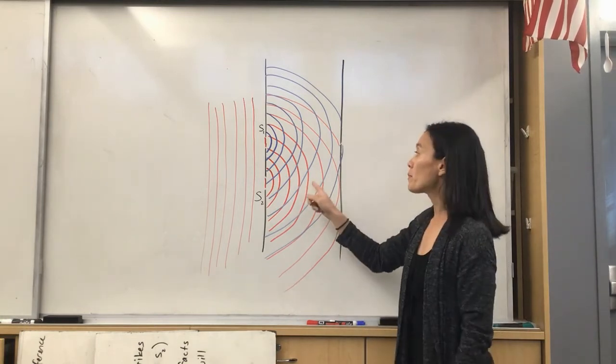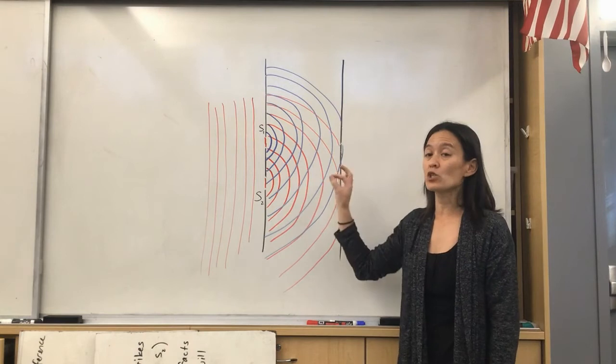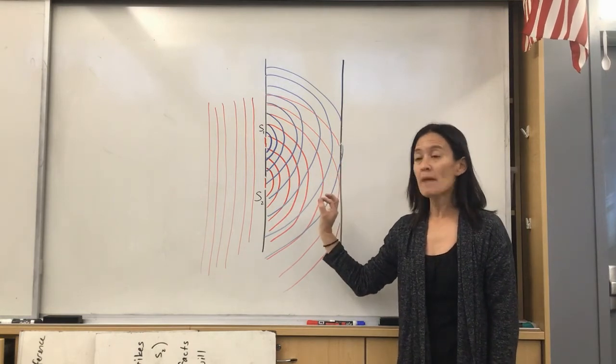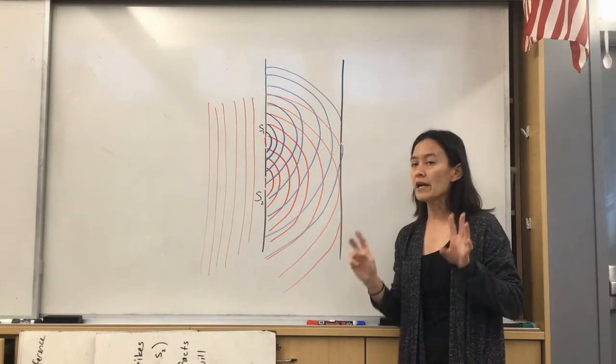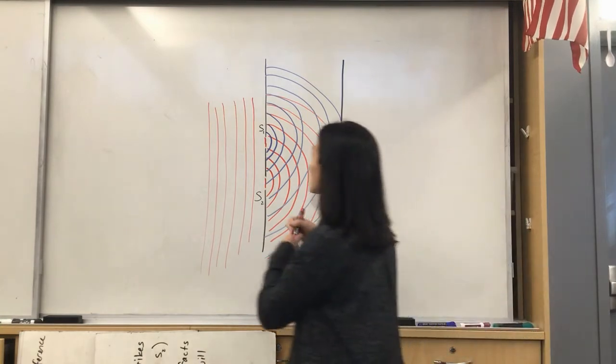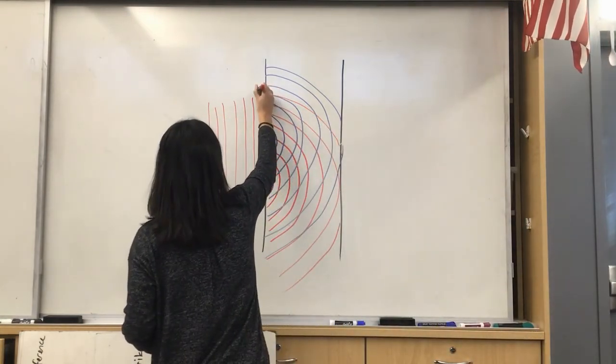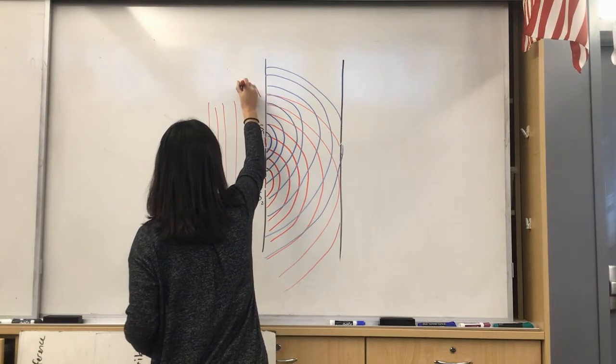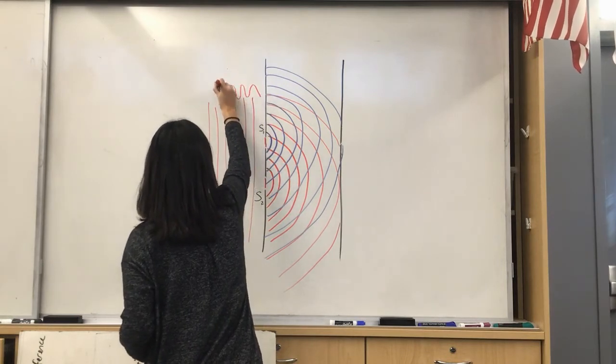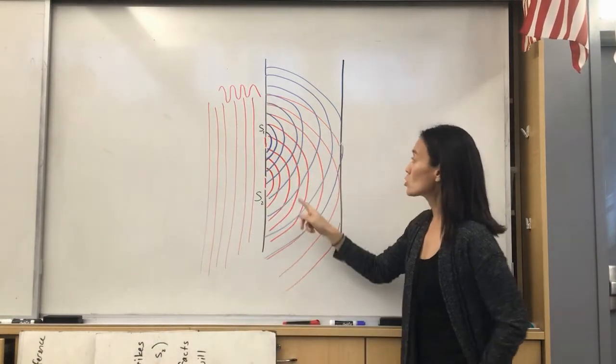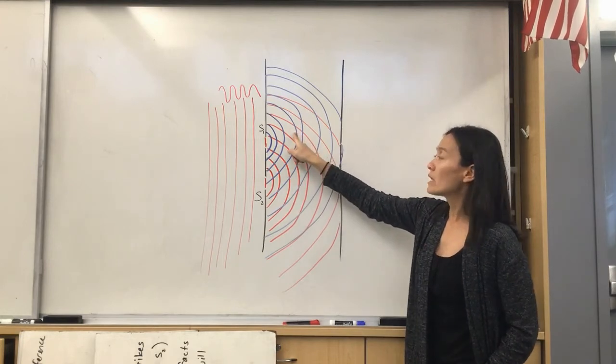So remember, the lines that I am physically drawing are representing the peaks, and where there is no line, that's a trough, okay? So the translation here is like, this is a peak, this is a trough, a peak, a trough, a peak, a trough, a peak, a trough. So where I have a line, that's a peak.